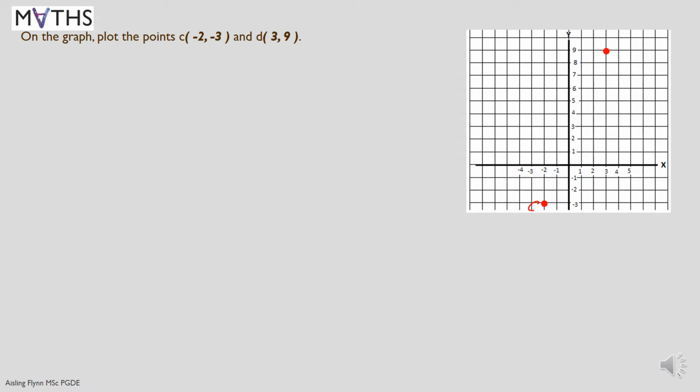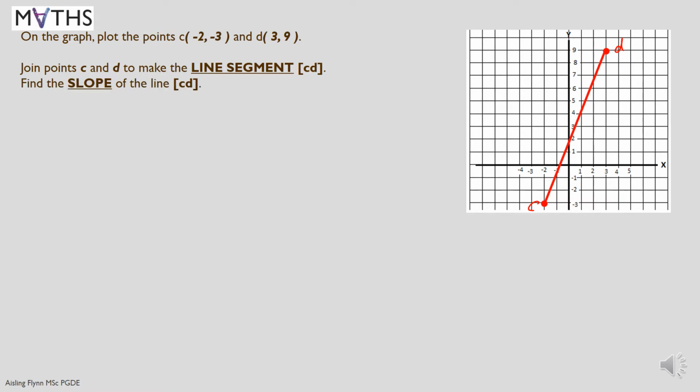Point D is (3, 9). That's up there. And we're going to join them up to make the line segment CD. Firstly, we're asked to find the slope of CD. Okay, so let's have a go at that.